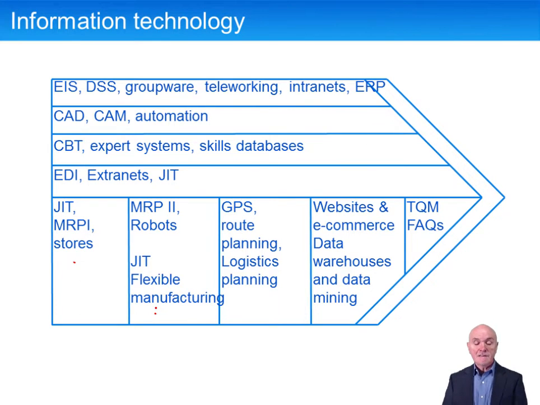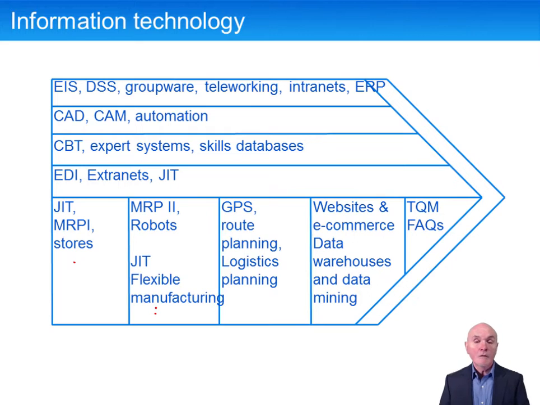Outbound logistics, the use of global positioning satellites to plan routes and to keep track of where your delivery vehicles have got to, is almost universal nowadays. Sales and marketing, websites, of course, hugely important. E-commerce, very, very important. Data warehousing and data mining, keeping this information, which will help us maximize our profits.